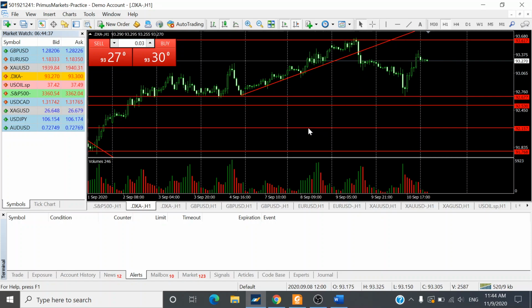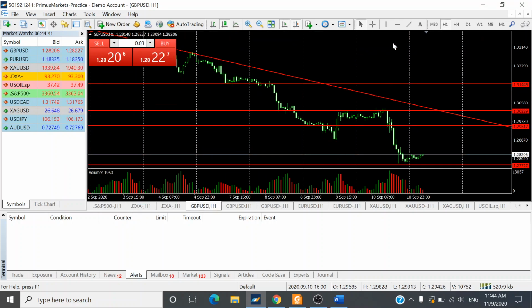Okay, so with the US dollar strengthening, we see the UK pound weakening all the way from 7 p.m. yesterday, 1.3024, all the way to a low of 1.2774. The UK pound weakened another 250 pips just yesterday.